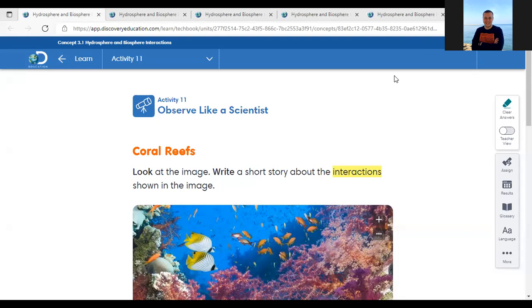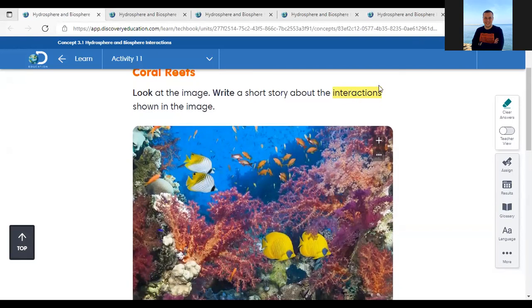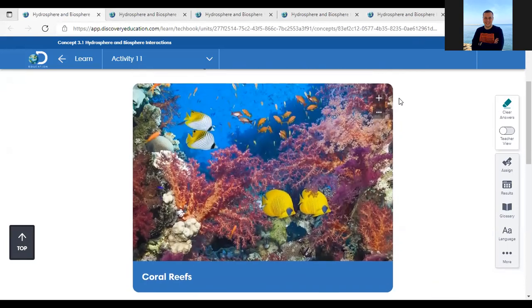This is activity number 11. We are in the same concept, the interactions between hydrosphere and biosphere. This is the third unit of our book, concept 3.1. Activity number 11 says, observe like a scientist. Coral reefs, as you can see in this picture. Look at the image, then write a short story about the interactions shown in this image.